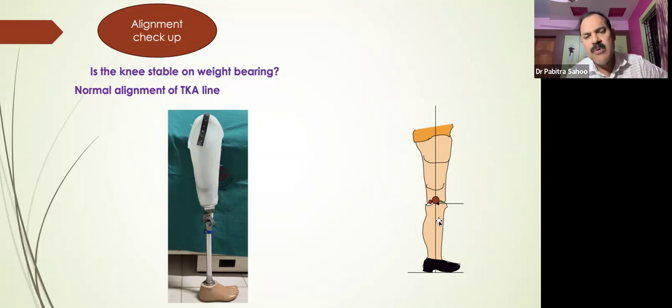So in a case of a short stump or a weak hip extensor, the knee joint should be posterior to the TKA line. If the stump is of adequate length and hip extensor power is adequate, then the knee joint can be close to the TKA line. That's how one should do a sagittal alignment checkup in the anterior-posterior plane.